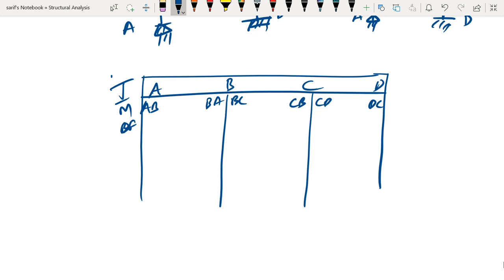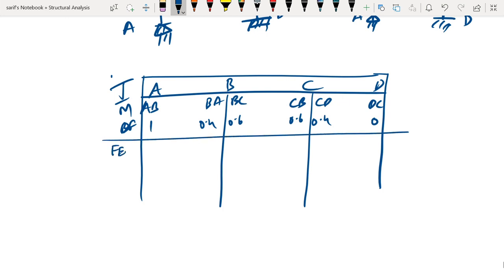So the distribution factor for the hinge end is 1. The rest were 0.4, 0.6, 0.6, 0.4 and here it was 0. Now the distribution factor is also over. Next we had the fixed end moments. So it was minus 75, this is plus 75, this is minus 50, this was plus 50 and this was minus 75 and this was 75. Okay, now next stage is the balancing stage.